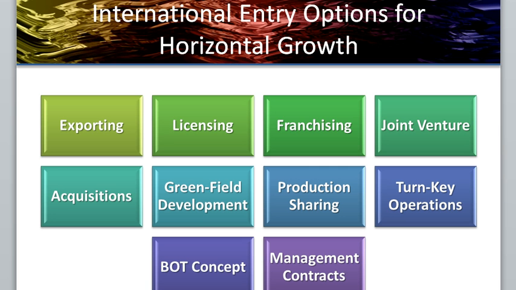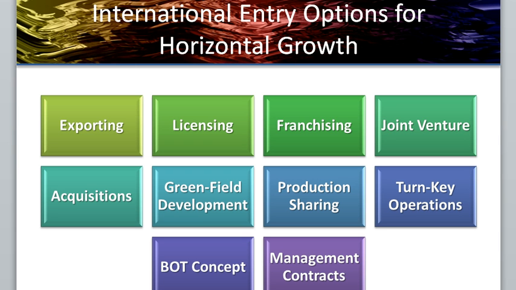There's this BOT concept, build, operate, and transfer, which is a variation on the turnkey operation. Instead of turning the facility over to the host country when completed, the company will operate the facility themselves for a fixed period of time. In the turnkey operation, you go in, build the plant, and allow the country to take over after you're done. But in the BOT operation, you're going to run it for a while.